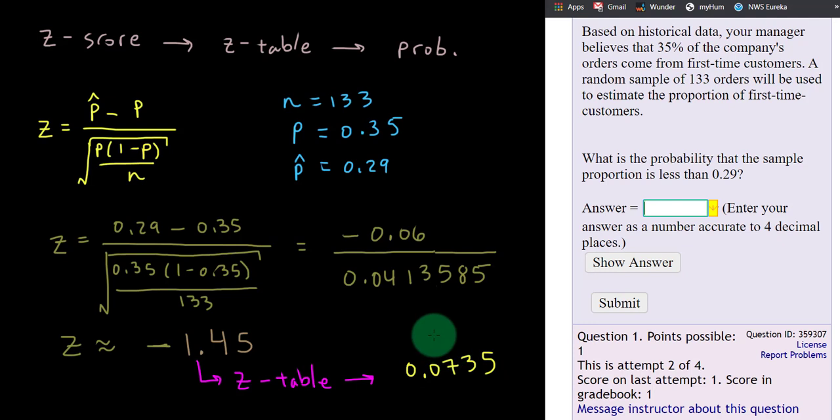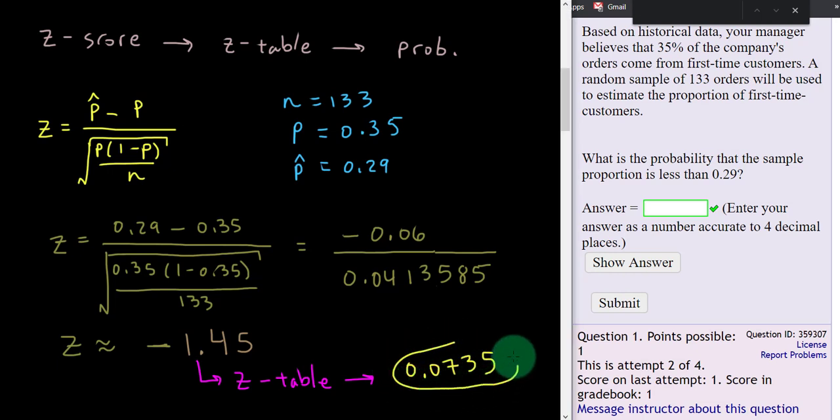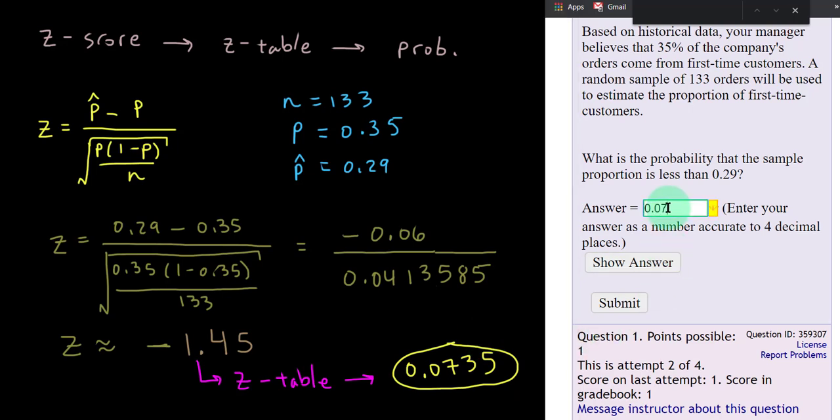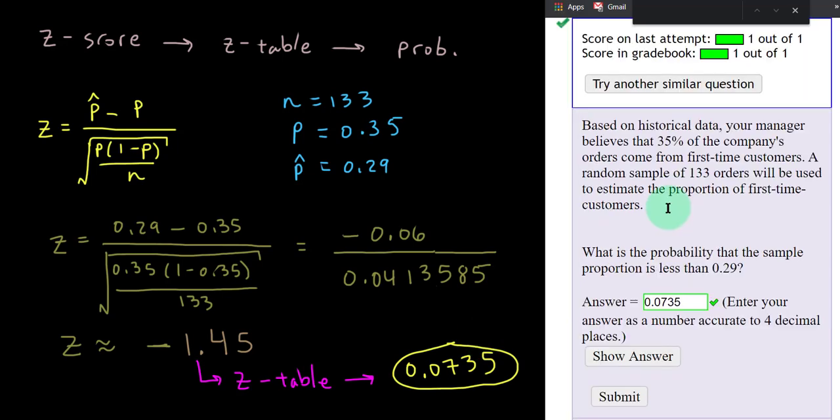Since the question asked for the probability that the proportion is less than 0.29, we don't need to do any arithmetic with this answer. We don't need to subtract it from 1 or anything like that. So that will be our answer. Let's type it in, 0.0735, and that's great.